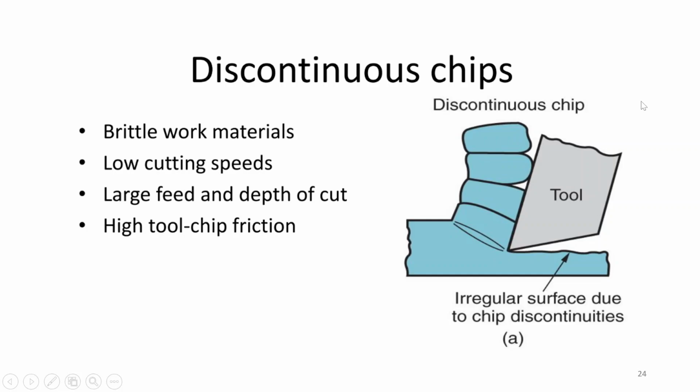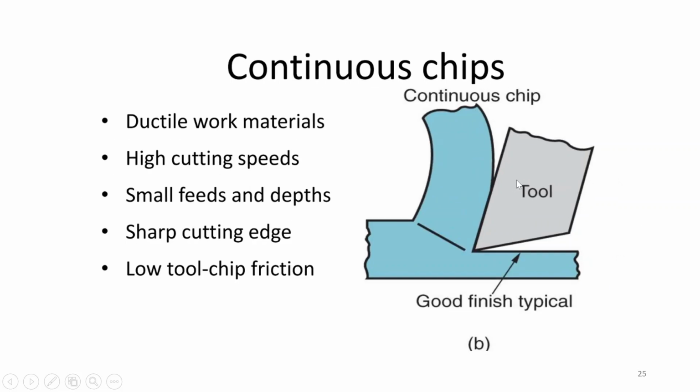So this is the discontinuous type of chip. In this, the material will be brittle, with low cutting speeds, large feed and depth of cut, and high tool to chip friction, and the surface finish will not be as good as a continuous chip. In continuous chip, you have ductile workpiece materials, and high cutting speeds will be used. Small feeds and depths will be used. There are sharp cutting edges, and low tool to chip friction.